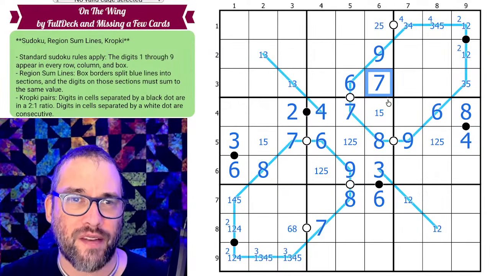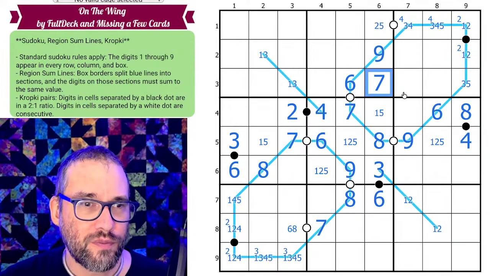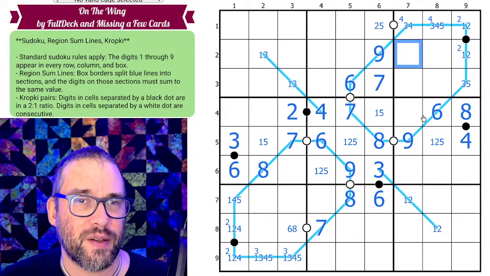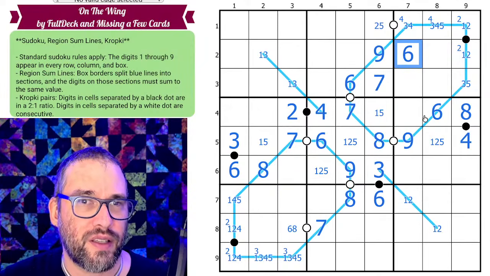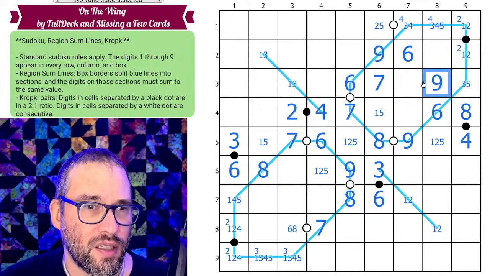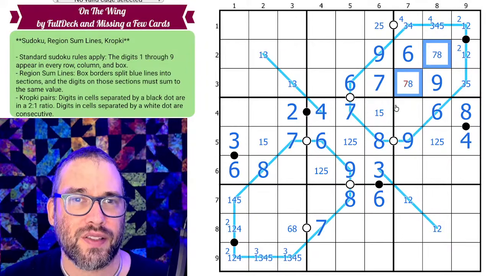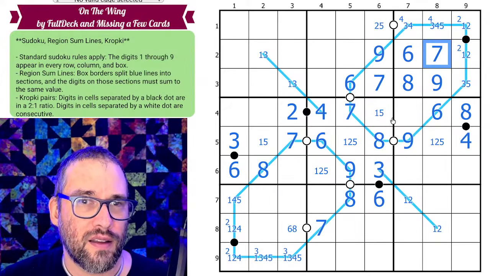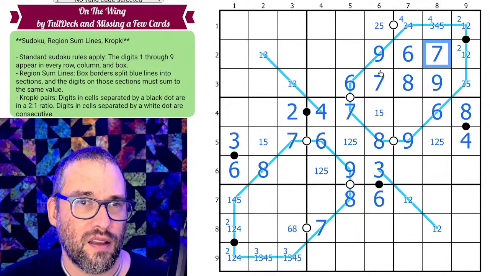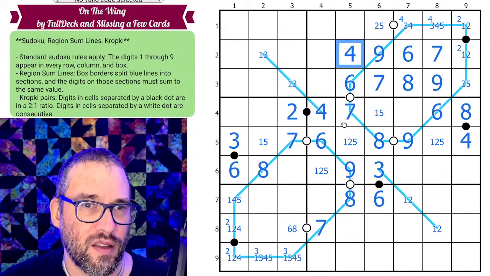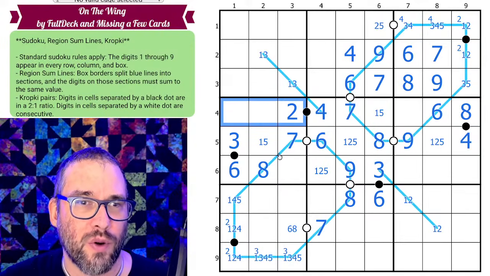Mehdi wants us to place 7 in box 2, which we can do. Let's see. 6 in box 3 goes here. 9 in box 3 goes here. So this is a 7-8 pair, and we know the order of that as well. Oh, 4 in box 2. Yes, that's placed. 4 in box 4. Yes.